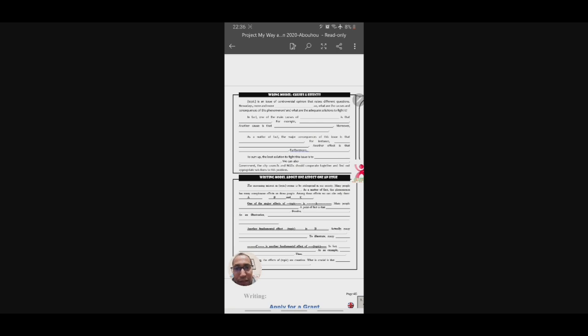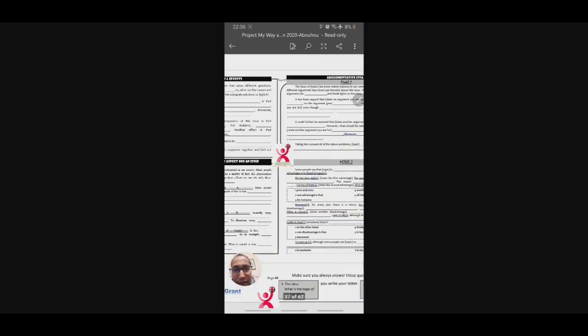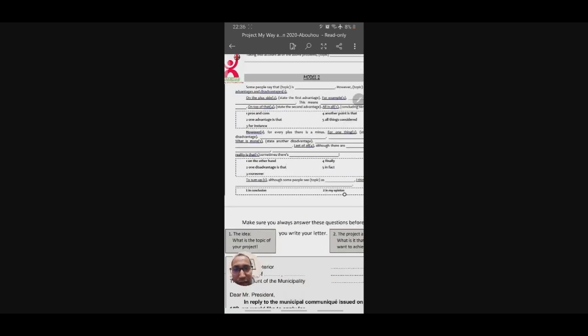Nowadays, more and more students drop out of school. So what are the causes and consequences of this phenomenon? And what are the adequate solutions to fighting it? In fact, one of the main causes of dropping out of school is that many people don't realize the importance of school until it's too late, and so on. Then we have other models, fill in the blanks, the issue of whatever is, and so on and so forth. And then we have contrast, comparison, and so on.